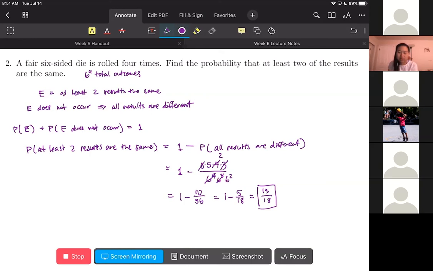Any questions on this problem? No, please. All right, let's do a couple more.